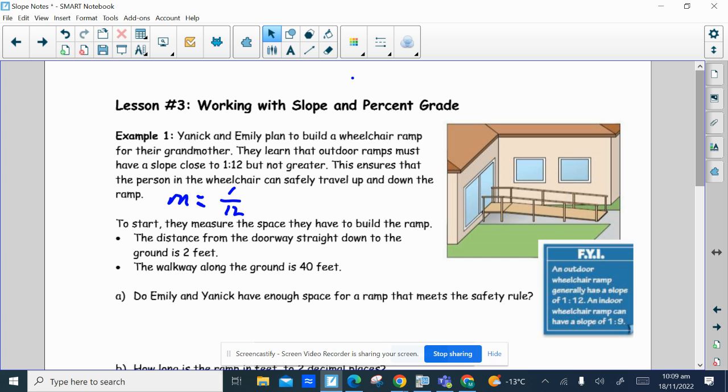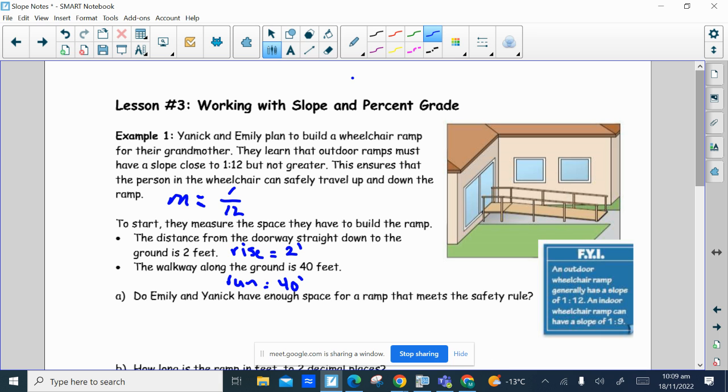So to start, they measure the space they have to build the ramp. The distance from the doorway straight down to the ground is 2 feet. So that is the rise. The rise is the vertical distance from the top to the bottom. So that's what the 2 feet is. The rise is 2 feet. The walkway along the ground is 40 feet. Well, that would be the run. The run is the horizontal distance.